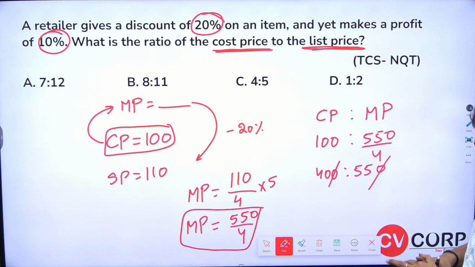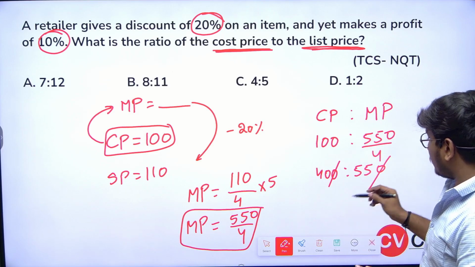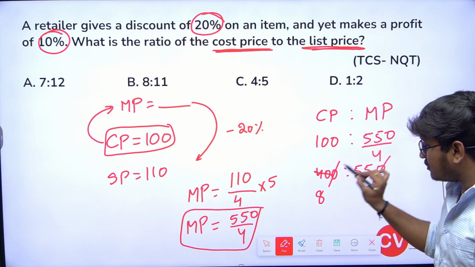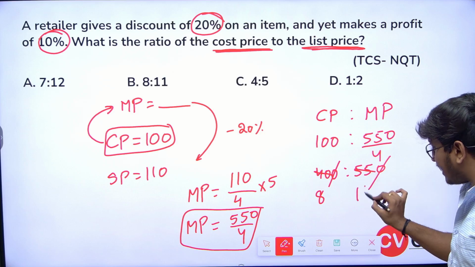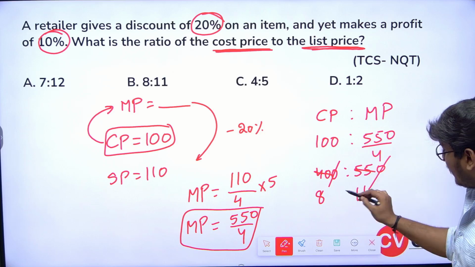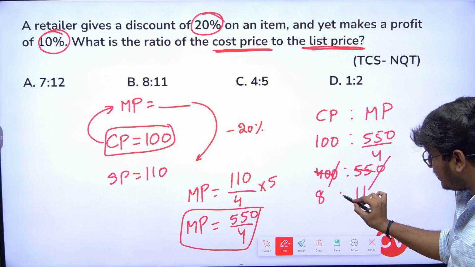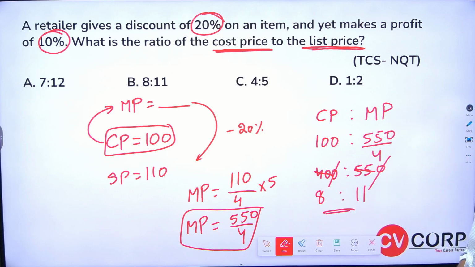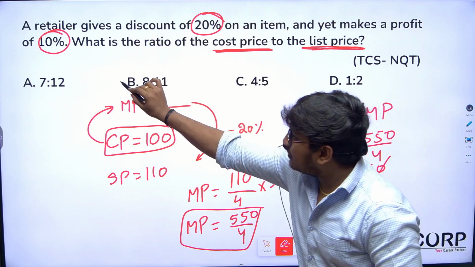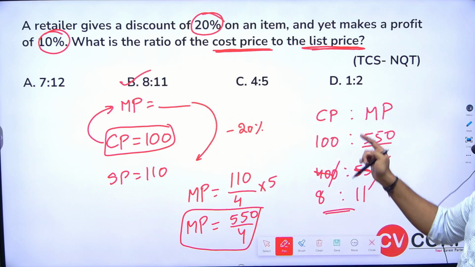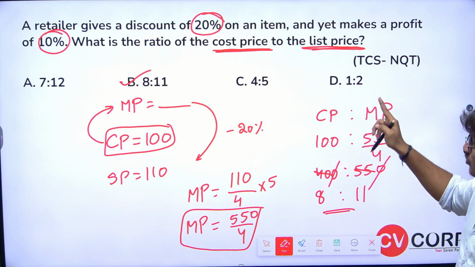Okay, so here we can cancel: 5 eights are 40, 5 elevens are 55. So 11 and 8 will not get cancelled again. So the answer will be 8 is to 11. Is there an answer? Yes, Option B, 8 is to 11. So this is the ratio of cost price to marked price.